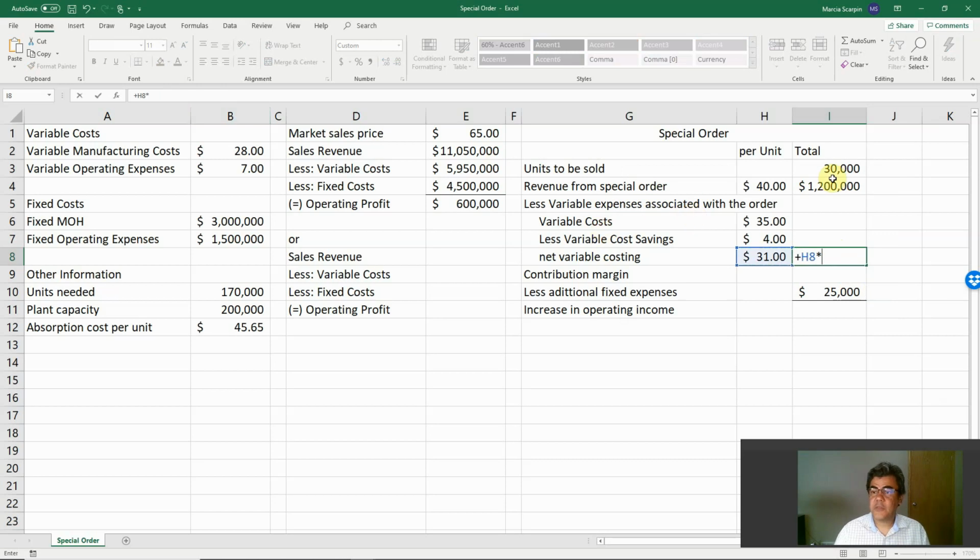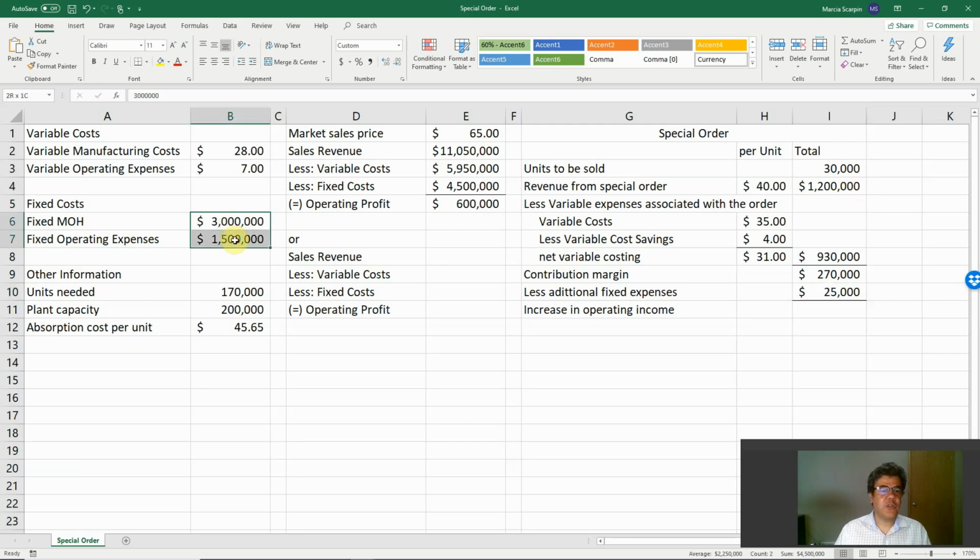31 times 30,000 is 930. Now the contribution margin: revenue less variable costs, 270. And why are we not considering the fixed manufacturing overhead and fixed expenses? Because they are fixed in the relevant range.